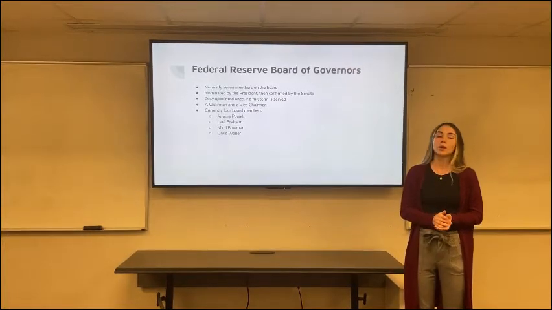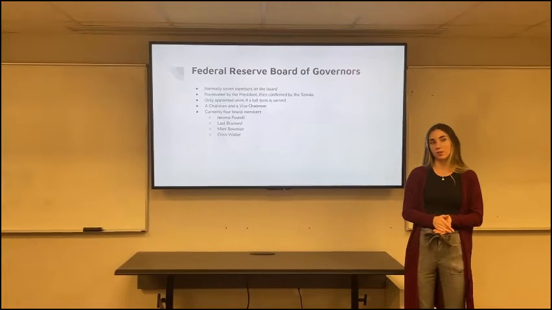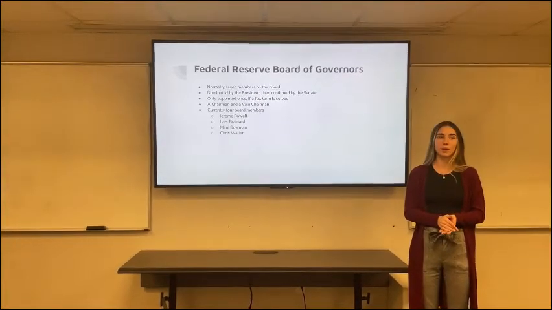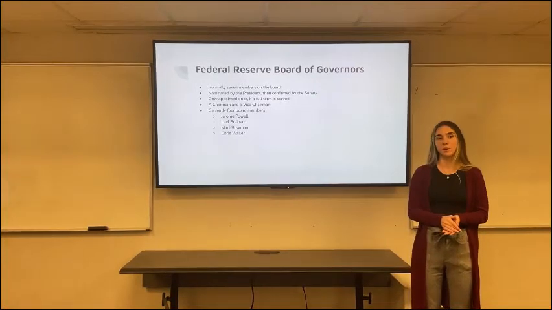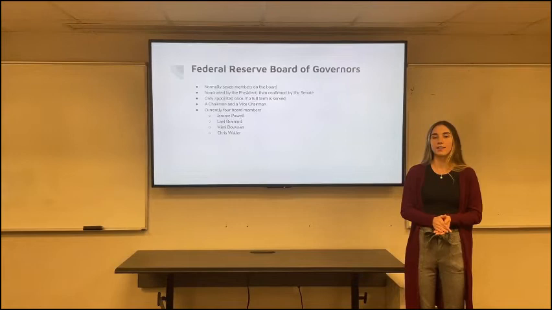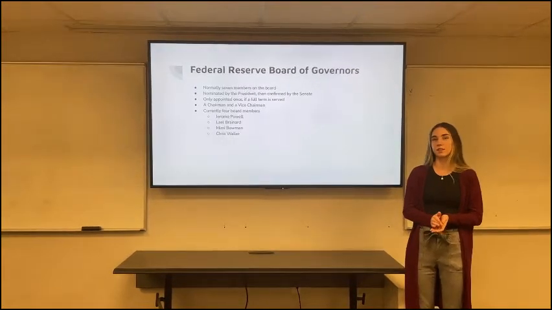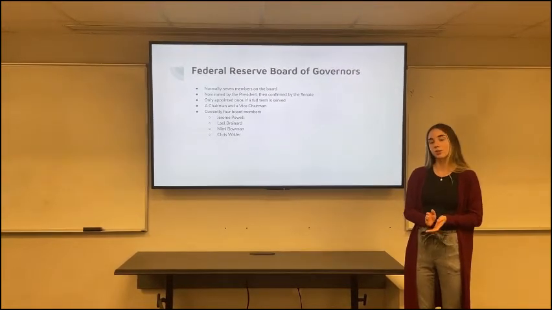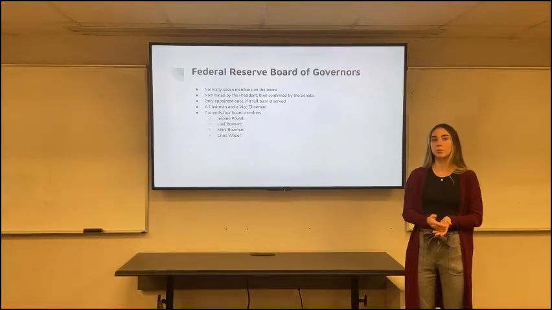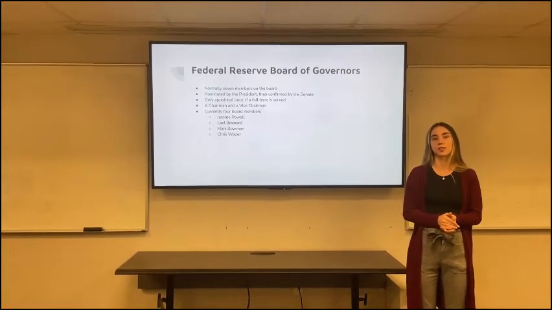Within this board, there are 2 special positions. You have the chairman and the vice chairman. These are also nominated by the president, but have to be approved by the Senate. These only have a term of 4 years, and that term does not affect the maximum length of 14 years. So if somebody is a chairman for 4 years, they can still only be on the board in a normal position for 10 other years.